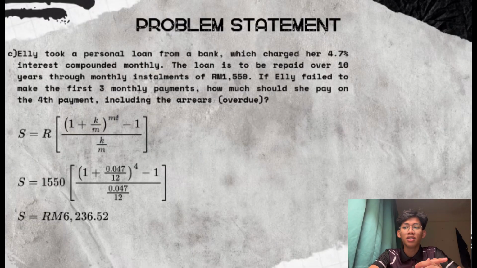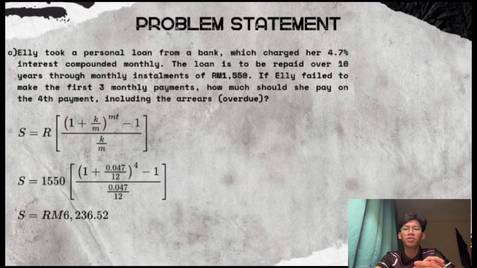For the last part, this is the question. Ellie took a personal loan from a bank which charged her 4.7% interest compounded monthly. The loan is to be repaid over 10 years through monthly installments of 1,515. If Ellie failed to make the first 3 monthly payments, how much should she pay on the 4th payment, including the arrears? To solve this question, first we need to understand that Ellie failed to make the first 3 monthly payments and she wants to bring it to the 4th payment. The bank will charge her 4.7% interest.